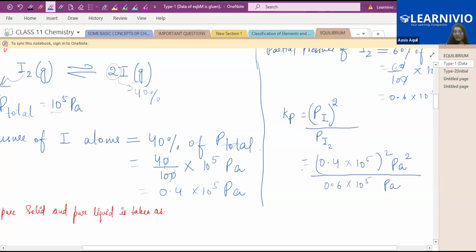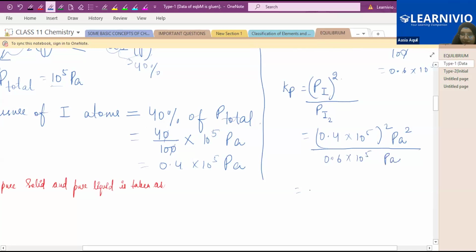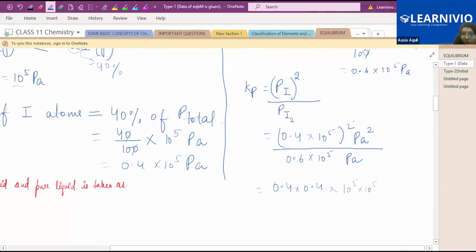Now just cancel, something will cancel out. So basically, we will multiply 0.4 into 0.4. And when you multiply the powers, it becomes 10 raised to the power 5 into 10 raised to the power 5, so it's a square. That's why I have written it like that. Pascal squared. This Pascal and 1 Pascal will cancel out, and 10 raised to the power 5 will cancel out.